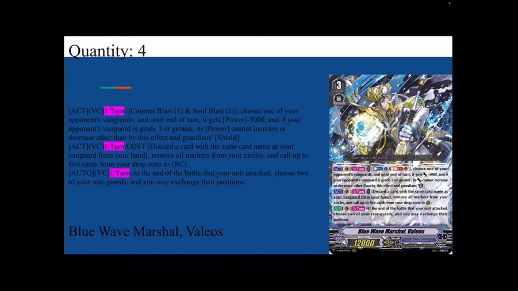Okay, never mind then. But then his other skill, discard a card from your hand. I'm not going to bother saying once per turn, but also an act. Discard a card from your hand with the same name as it to Ultimate Stride. Ow, I hurt my hand. Remove all your markers from your circle and call up to 5 cards from your drop zone to rear. You do not have to have Excel gifts to do this. You can go first turn, ride this, discard Valios, and you don't have to have Excel gifts to do it. You can just get a free call of 5, which is honestly helpful.